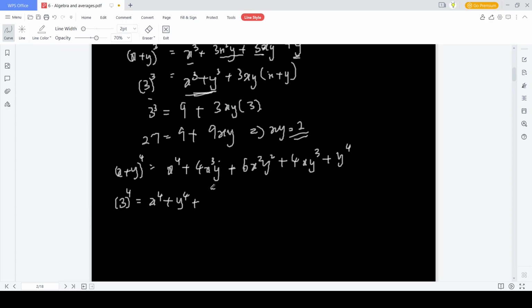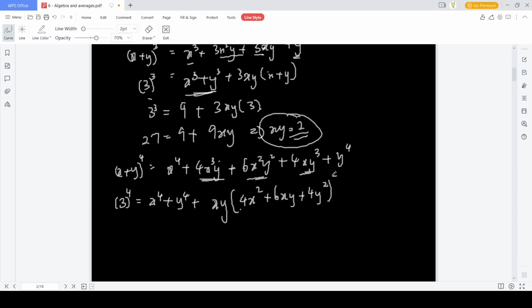Plus, in these middle three terms, I can take xy common because I know the value of xy. I'll get 4x square plus 6xy plus 4y square. So in this way I'm done. Now in this part we can do something called completing the square. 3 power 4 is 81, so 81 is equal to x power 4 plus y power 4.